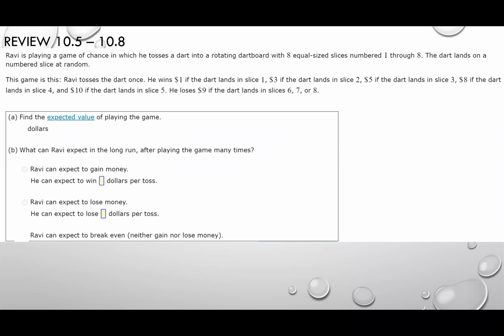But let's take a look at this game. How does this game play, right? Ravi is playing a game of chance.